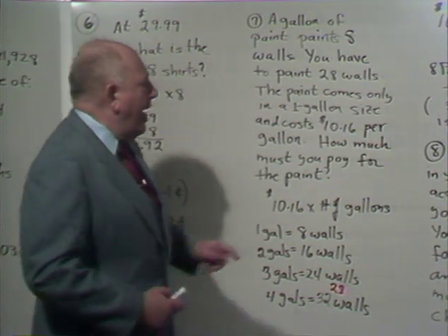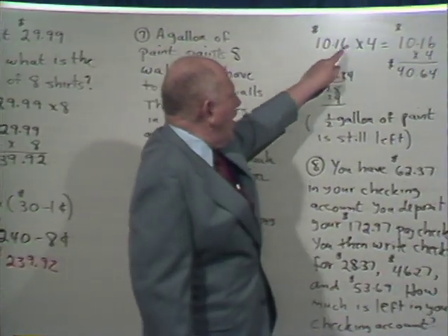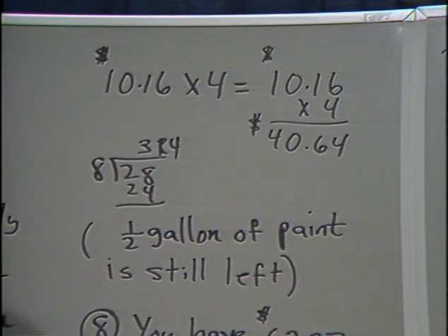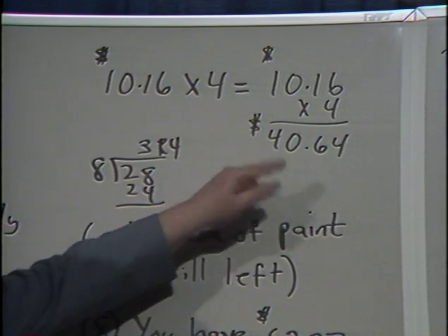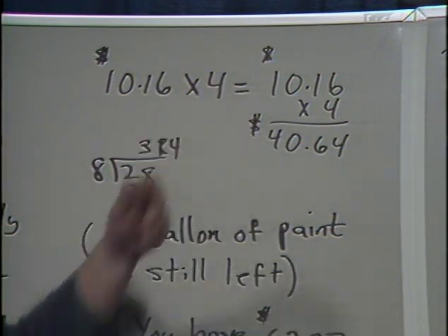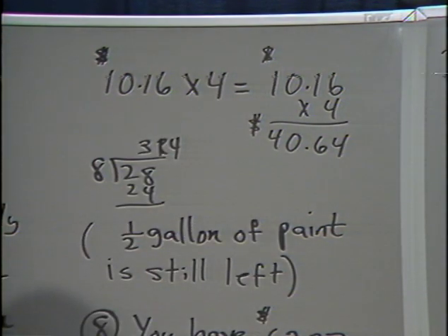So we go out and we do what? We pay $10.16 4 times. And $10.16 times 4 is $40.64. Notice that if you know how to do this, but you can't figure out how many gallons of paint you need, what's the sense of knowing that $10.16 times 4 is $40.64?